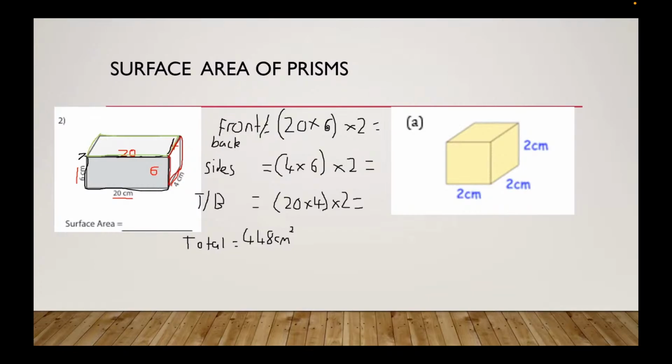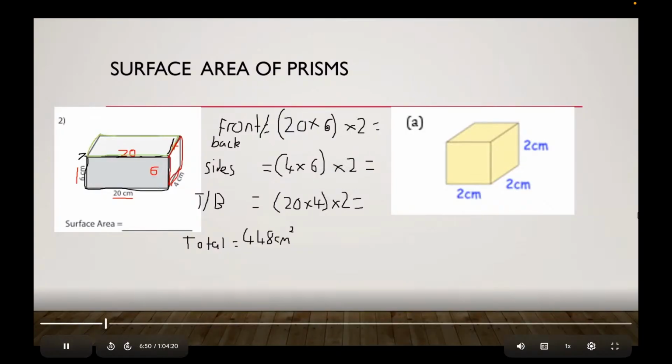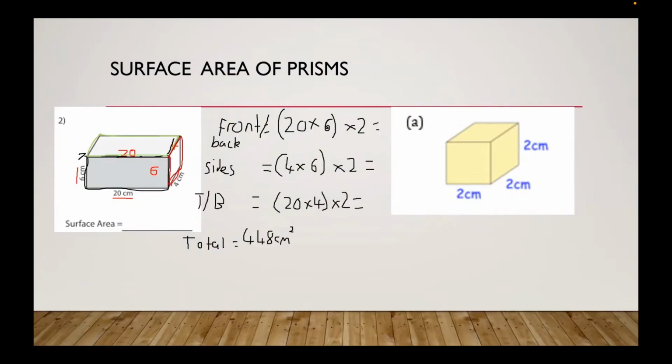Then 8 plus 8 plus 8 equals 24, thus giving you an answer of 24 centimeters, no, cubed, that's volume, 24 centimeters squared. That's my answer. So how can we find the surface area of a cube?